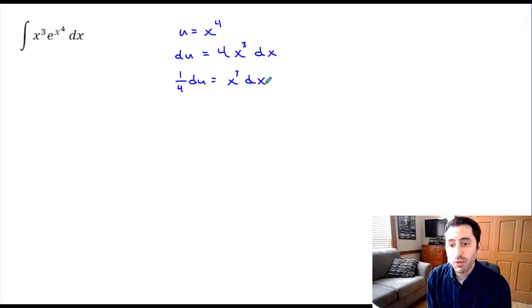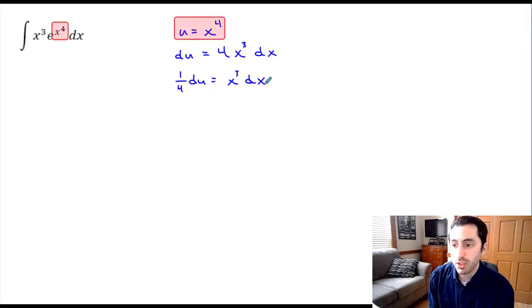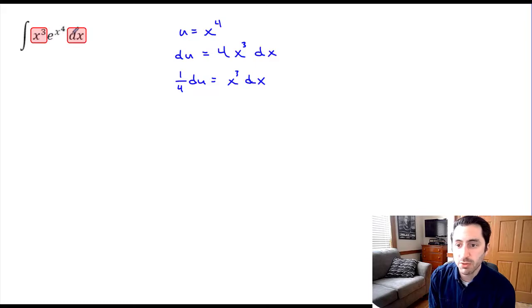So now taking a look at what we started with, I know what u is going to be, x to the fourth, so I can substitute that in here. And then the other two places we have an x, the x cubed and the dx, we can replace both of those with the 1/4 times du. So why don't we take care of that? So let's do our substitution.